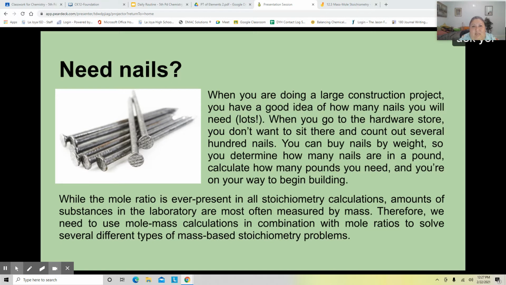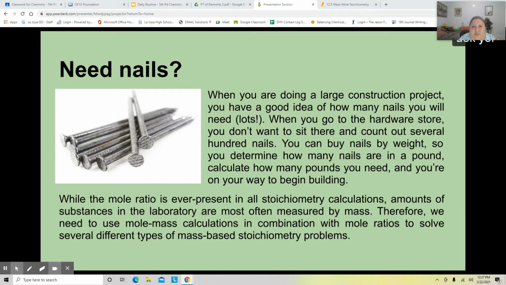If we're working in the lab and we measure out a certain amount in grams, it can get very complicated when you're trying to change from grams of compound A to grams of compound B, or moles of compound B. So we're going to use some shortcuts, right? You know molar mass and you know mole ratio.